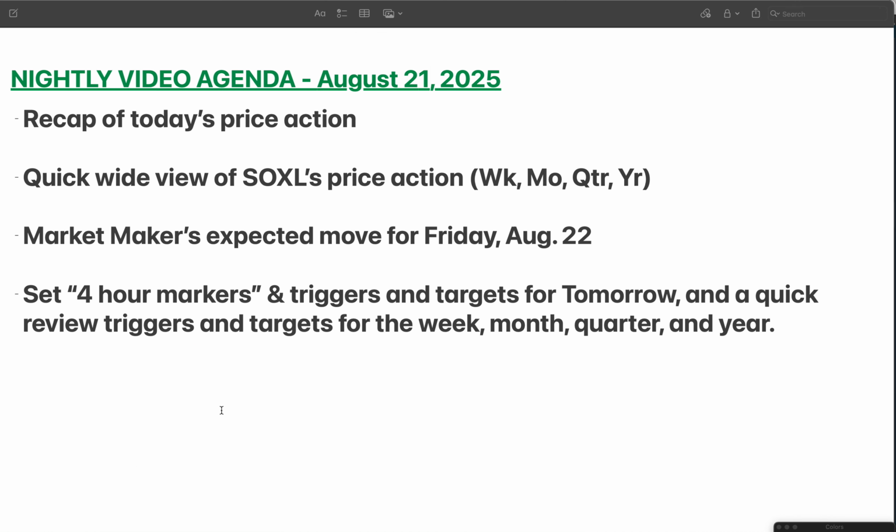So again, those are the base of our trading method, but we do layer in a couple other things on top of that. One of those things being our 4-hour markers. We'll get into that when we set our triggers and targets for tomorrow.